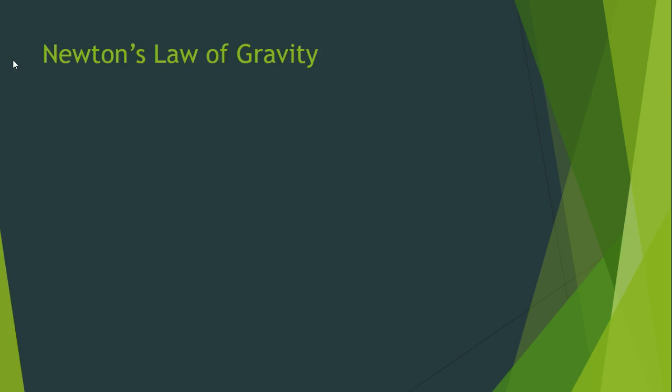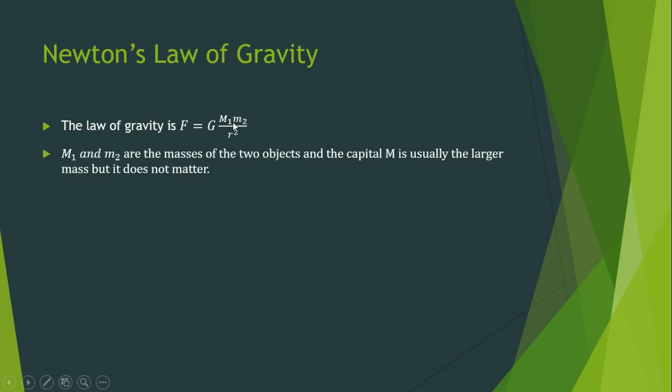So, Newton's law of gravity first is this formula. The force of gravity equals big G times m1 m2 over r squared, which is the distance between. m1 and m2 are just the masses of the two objects, and remember, gravity is all about the attraction between two masses, and if something has a mass, it has gravity. Even though it might be a small amount, everything has gravity as long as it has mass.